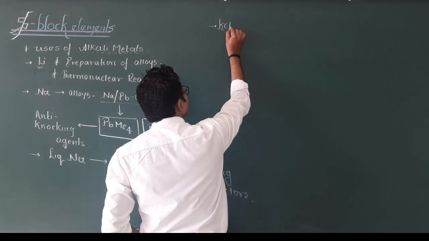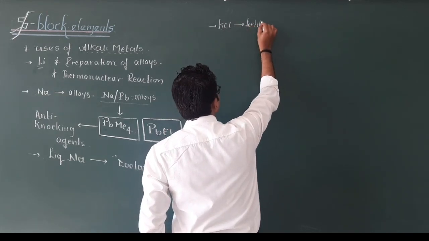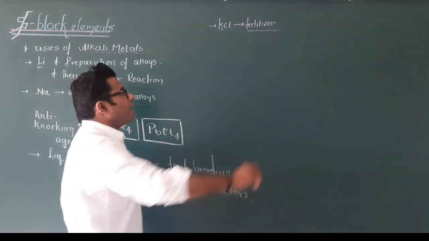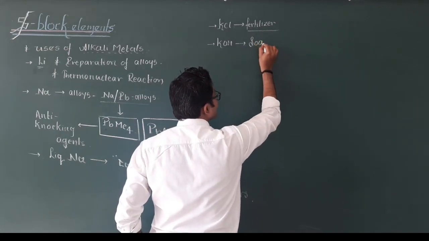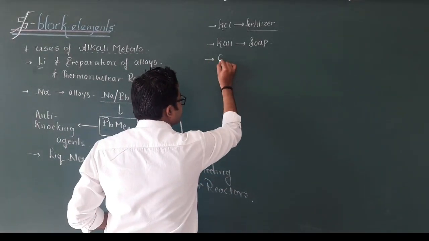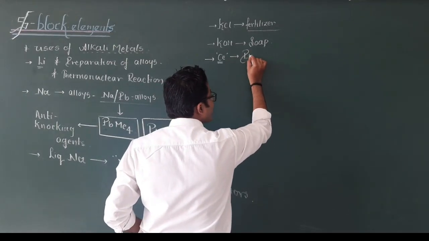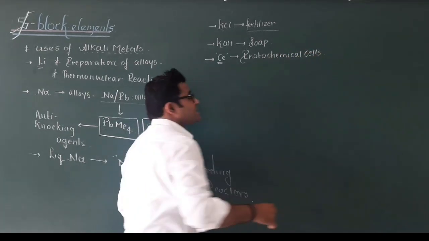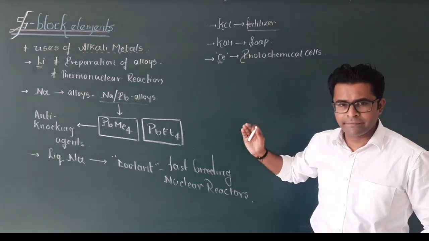Now coming forward with the next one, that is KCl, potassium chloride. Potassium chloride is used as fertilizers in agricultural sectors, while potassium hydroxide is used in the preparation of soft soaps. When we take a look at cesium, it is usually used in devising photochemical cells. So it is used in photochemical cells. So these are the different alkali metals and how we usually use them.